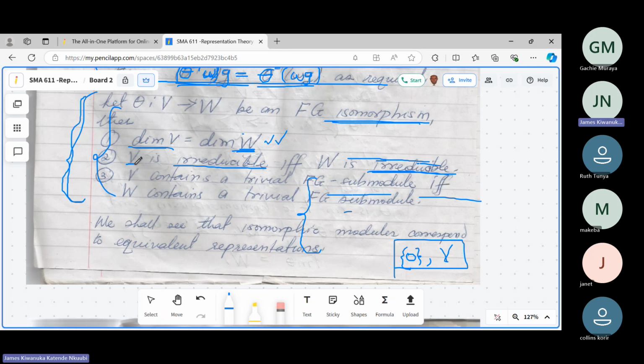So use that fact. If V is irreducible, then W must also be irreducible, following from the fact that the map theta is an isomorphism. This is key. Throughout, you have to make use of this property, that the map is an isomorphism.